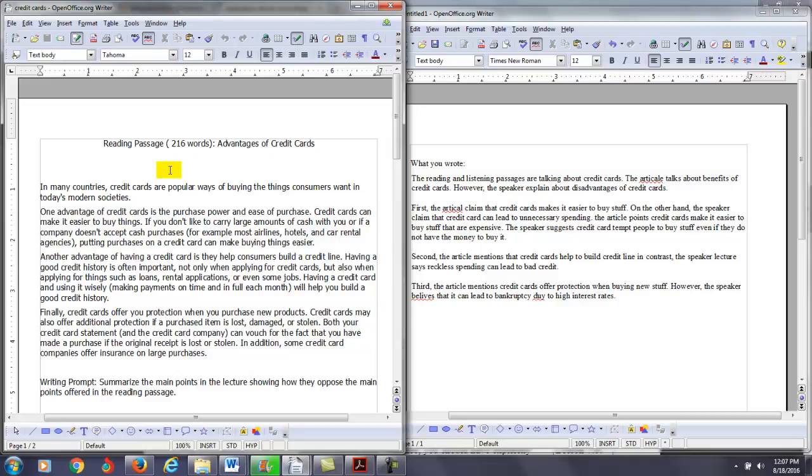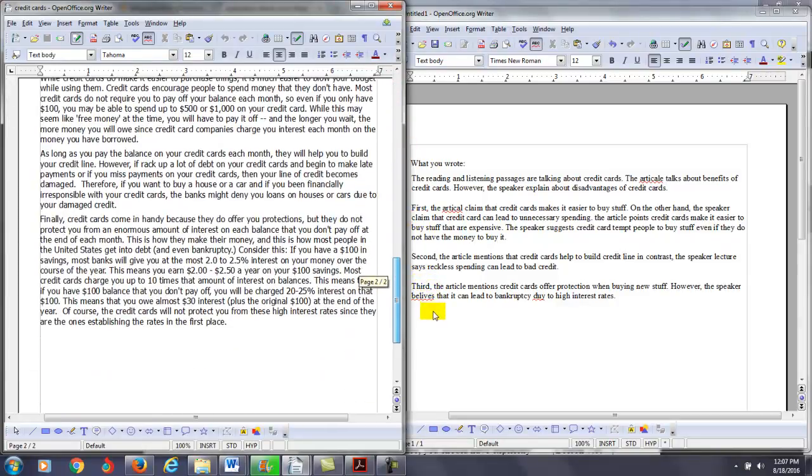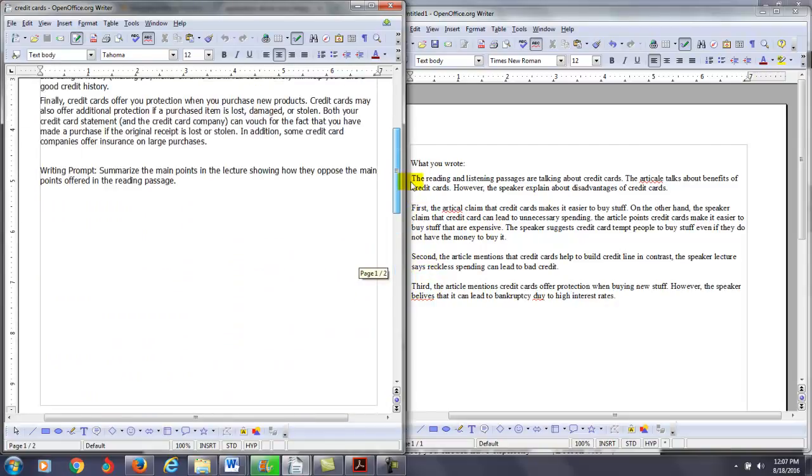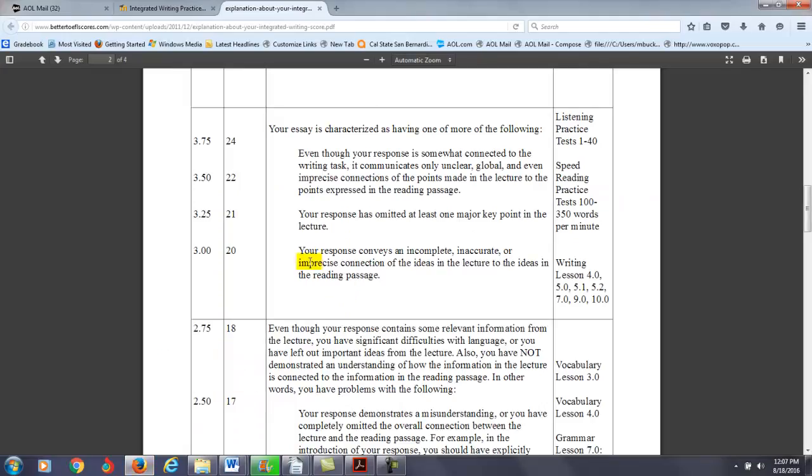Now on the left part of the screen, we have the reading passage along with the lecture here. So what I want to do is give you a score. So I looked at what you wrote, and if we look at the rubrics here, I'm going to put you at 3.0 out of 5, or 20 points out of 30 on this practice test. Mainly, when we look at this, you have maybe an incomplete connection of the ideas in the lecture to the ideas in the reading passage.